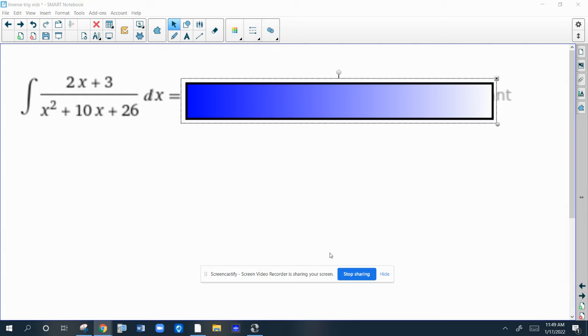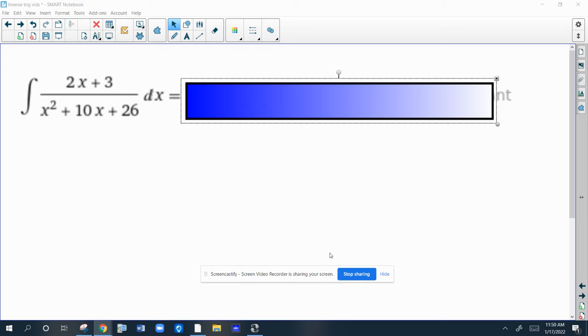So the first thing I would attempt to think about is what's the derivative of the bottom? And the derivative of the bottom is 2x plus 10. So it's not exact. The top is 2x plus 3. So it's not a straight natural log.